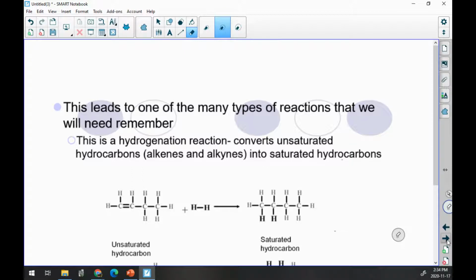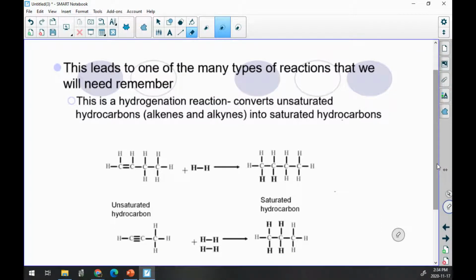Now, this idea of breaking those bonds, we are going to talk about 7 different types of reactions that we have to remember. This is an example we could call hydrogenation, or we can actually call this, and the larger category, instead of hydrogenation, is an addition reaction. So there are many reactions that follow addition. Hydrogenation is the addition of hydrogen.